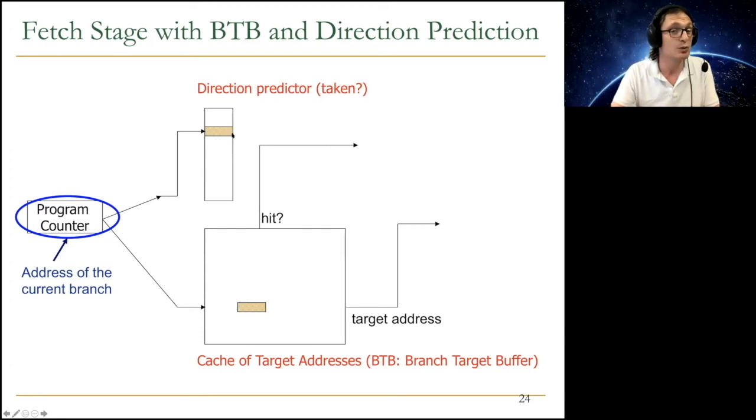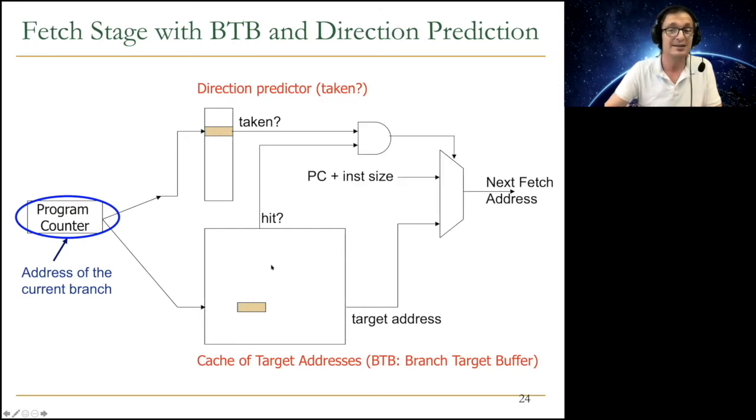The direction predictor tells you what to use. Basically, if the direction predictor says taken, and if a target address for this program counter exists in the BTB, branch target buffer, then the next fetch address is really the target address coming from the branch target buffer. If the direction predictor says not taken, or if it's not a hit, then we fall back to PC plus 4, essentially, as the next fetch address. I say instruction size to be general here, but in MIPS, it's PC plus 4.